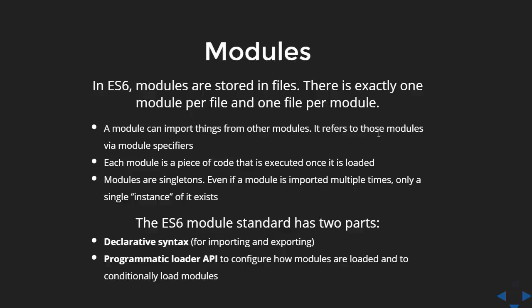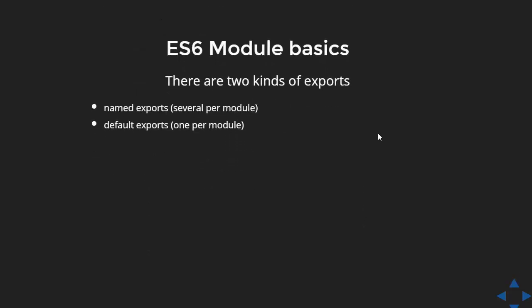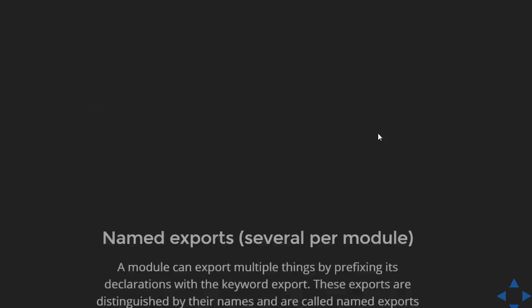So in ES6, like in Angular 2 applications or React, we will be writing the code in different files, and then we need to export from one file and import into another file. So ES6 modules are stored in different files. There is exactly one module per file, or one file per module. There are two different ways of exporting: named export and default export.